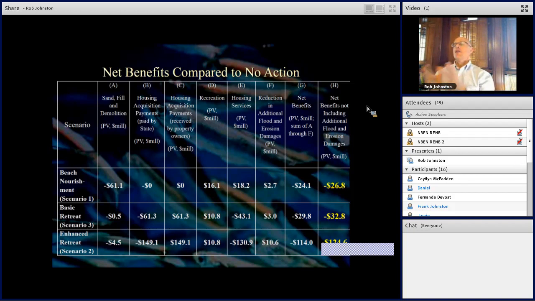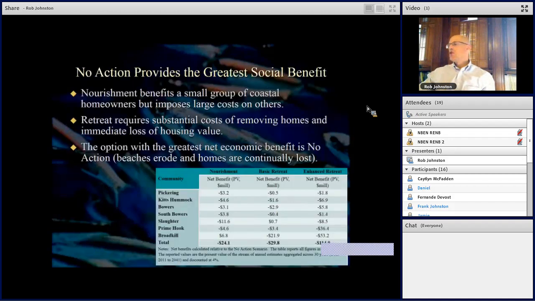Okay, the interesting thing is, look at that final column in yellow. Those are the net benefits, right? Benefits minus costs of those different action items, 1 through 3, compared to no action. And you notice they've all got negative signs on them, which means that they're all worse than no action. So in this particular case, the best thing you can do is absolutely nothing. You just let the water come in and you let the homes fall into the water, right?